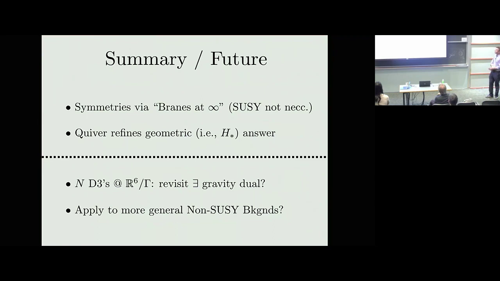Things that I'd like to do in the future, well, one of them is to just revisit what happens in the near horizon limit of a bunch of D3 branes at this thing, especially when the 't Hooft coupling is very large. The symmetry operators, at first glance, don't seem to care too much about what the value of the 't Hooft coupling is. So can we revisit, if there is a gravity dual, what does it look like? Or if there isn't, can we track whether there's a possible phase transition as a function of the 't Hooft coupling? And of course, another very natural direction is just to look at more general non-SUSY backgrounds. So that's it. Thanks.